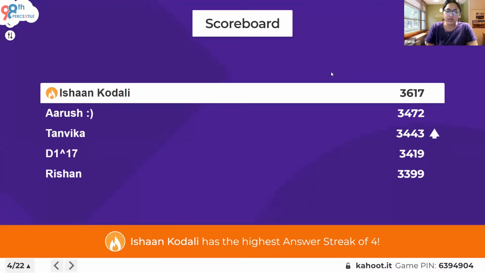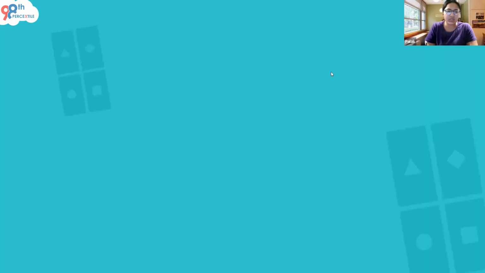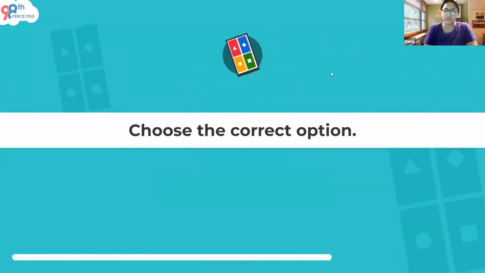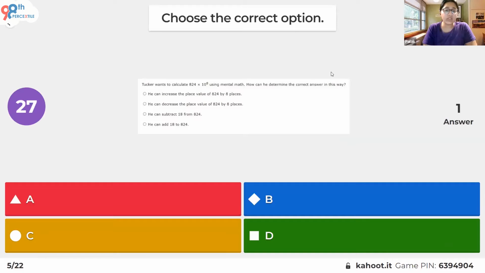Moving on. The scoreboard has a little change. Tanvika moving up a position, and the rest of you maintaining your positions in the top 5. Good. Tucker wants to calculate 824 times 10 raised to 8 using mental math. How can you determine the correct answer in this way? Okay, so the answers are coming in a little bit slow, but hopefully they're going to turn out the best.